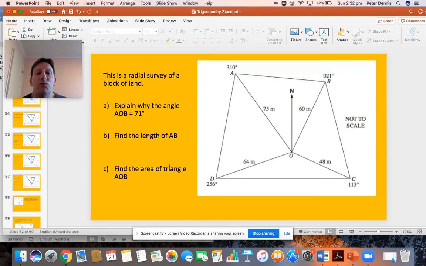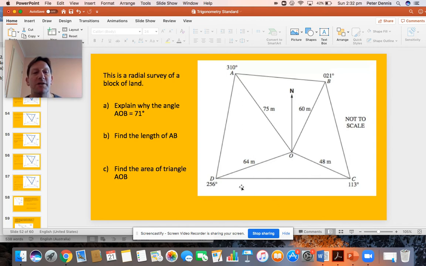Okay, this is a radial survey of a block of land. Hopefully you understand what this is. It's part of the course. This is in north degrees, 60 degrees out there. This has a bearing of 21. This has a bearing of 310 and different bearings down here.